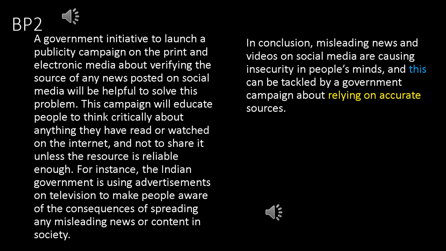Okay, in conclusion, misleading news and videos on social media are causing insecurity. Good, all right. Except this has caused, not is causing, and this can be tackled by a government, is being tackled by a government campaign in India about relying on accurate sources. How about just believing? Relying is what a news person would do. Anyway, that's rather minor.